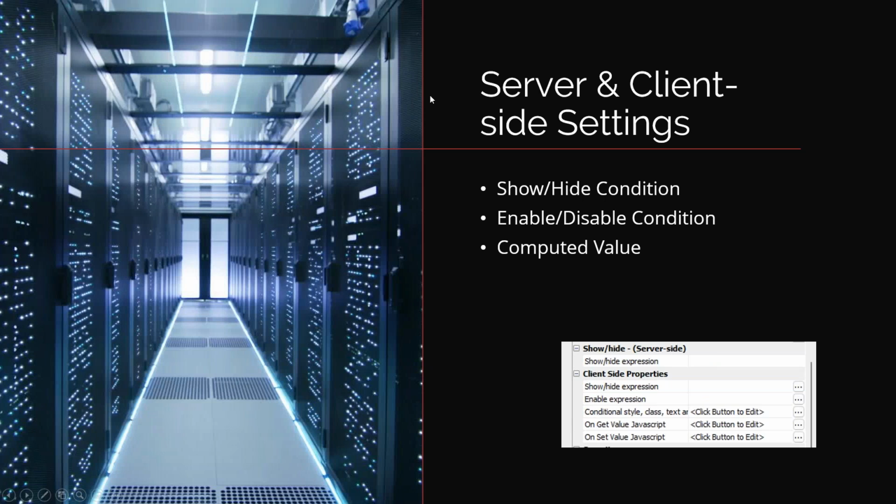Server side and client side settings are going to be things like show hide expressions, enable expressions. If it's a text box, you can have a computed value. You may want to display additional data in your app that isn't necessarily data you've stored, but you can compute it. So an example of that would be, suppose you're displaying an invoice and you'd like to show a total of everything in the invoice. You may not store that total in your database, or maybe you do. But if you don't, you can certainly compute it with a text box that's set up as a computed value. And that you would find within your client-side properties.